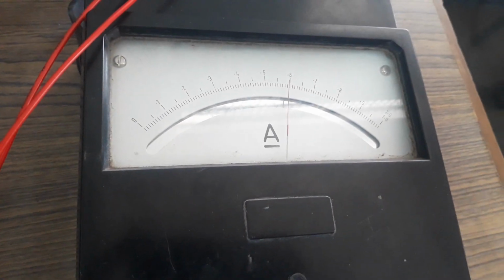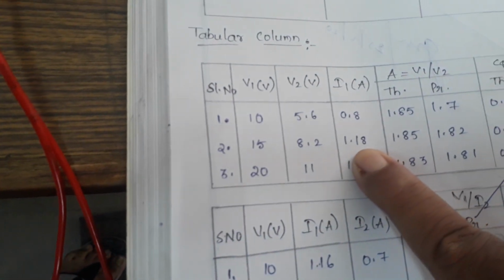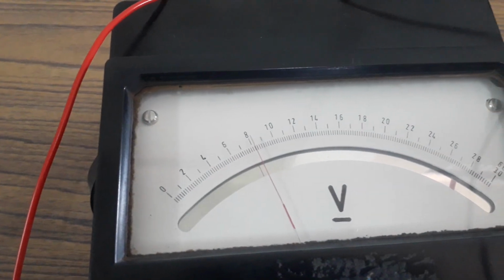Then this current is 0.6 into 2, which is 1.2. Then the current is equal to 1.18. Here 1.18 is the current, then the voltage is equal to 8.2. The voltmeter you are observing reads 8.2 volts.